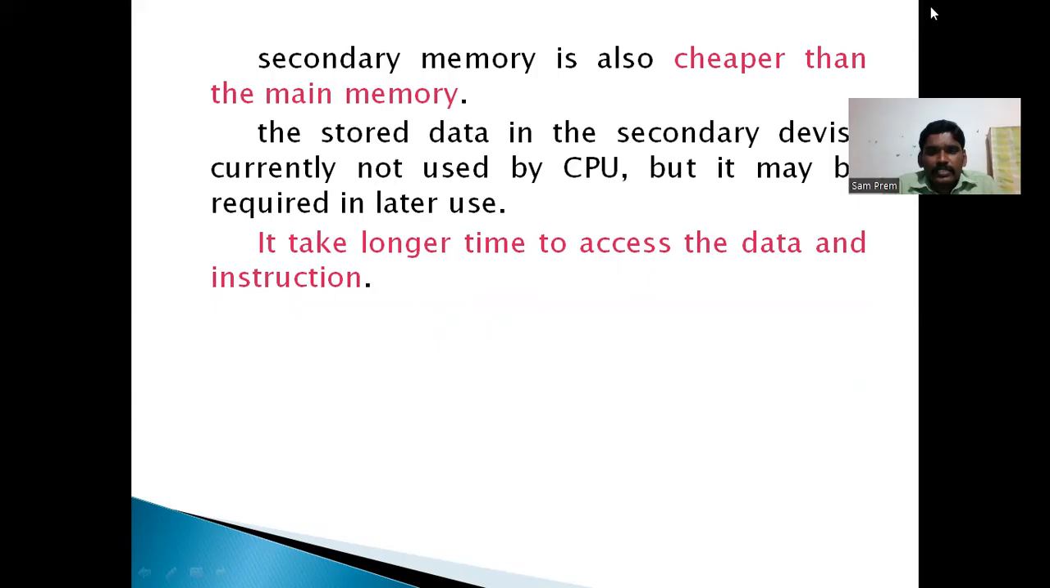The data stored in the secondary device is currently not used by the CPU, but it may be recorded for later use because the data is stored permanently. So whenever you want, you can search the data and access or use it. It takes longer to access the data and instructions.